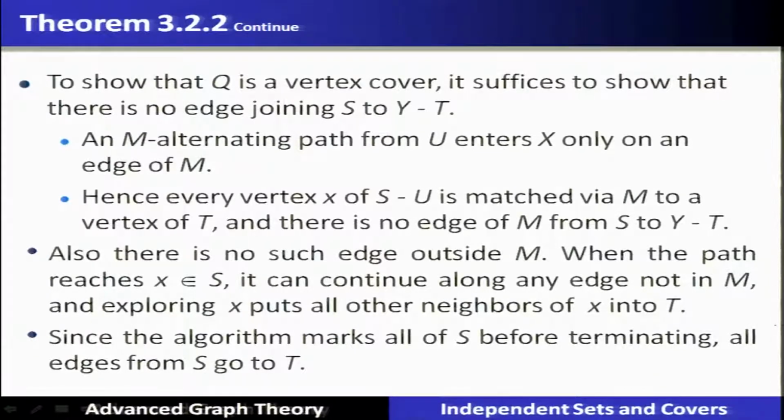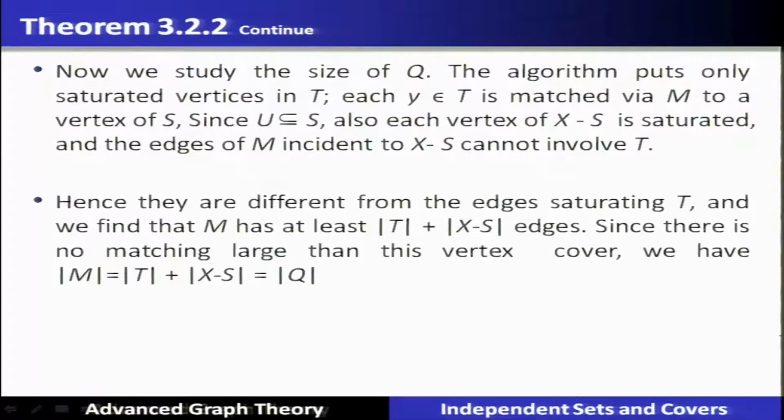That means we are tracing back the augmenting path. So, whatever nodes we are reaching, we basically will form S and T, those sets of vertices, as the vertex cover, and also we are forming the edges which are matched. So, now we study the size of Q. The algorithm puts only the saturated vertices in T.